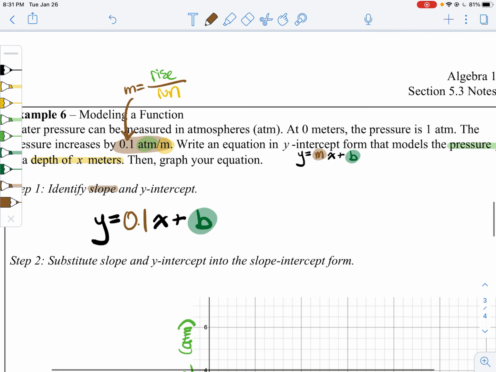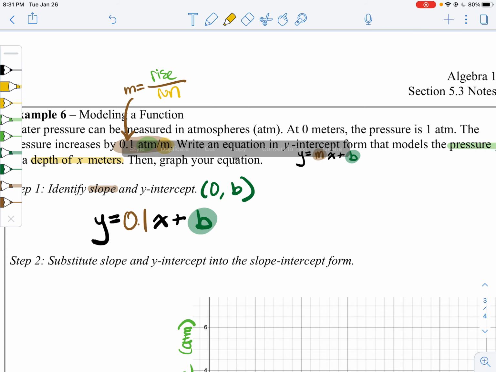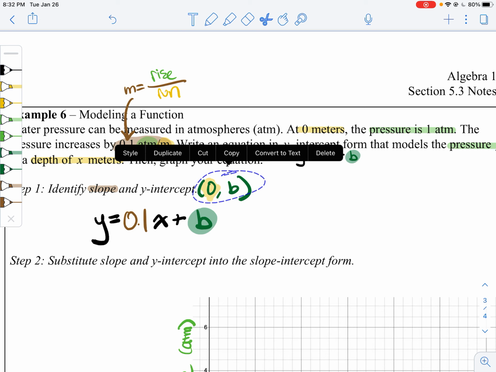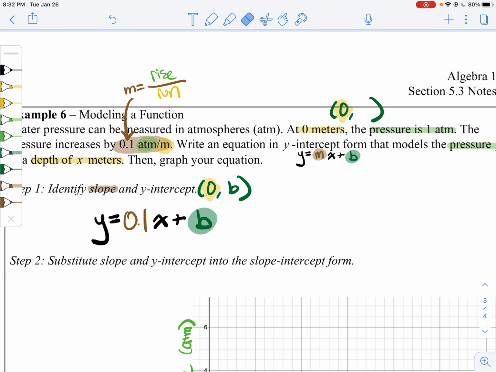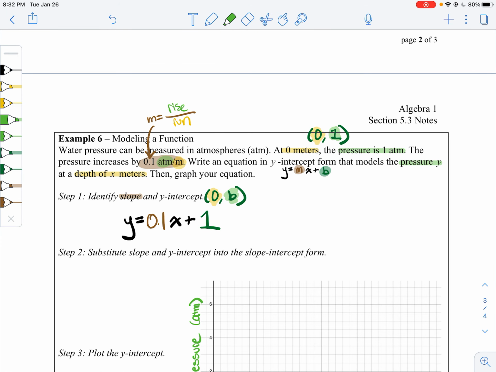Well, remember, our y-intercept is whenever x equals 0. That's what our y-intercept is. In fact, I'll just put it right here. So we want to figure out what happens when you have 0 meters. At 0 meters, the pressure is 1 atmosphere. So we know that it's 1. Isn't that so cool? Math is so fun. So when x is 0, y is 1, which tells us that our y-intercept is in fact 1. Nailed it.